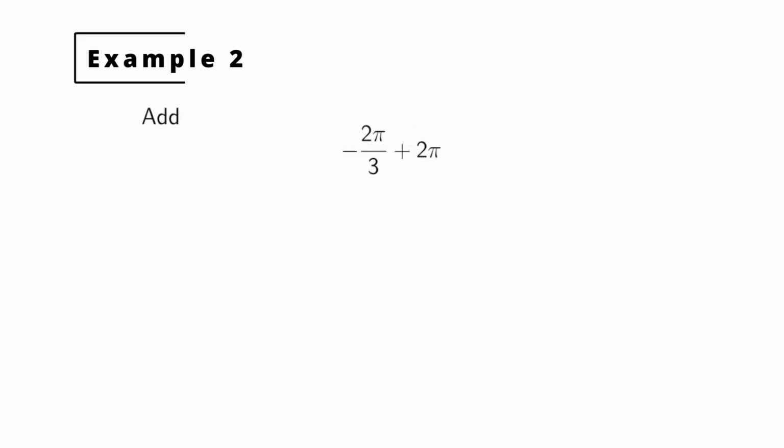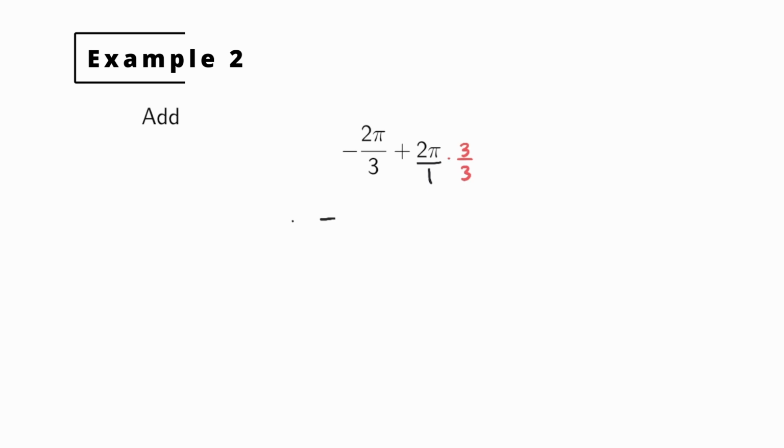Example 2, we want to add negative 2 pi over 3 plus 2 pi. Again, you're really just doing fraction addition here. So this second term is really 2 pi over 1. The least common denominator of these two fractions is 3, so we multiply the second fraction by 3 over 3. That makes it an equivalent fraction over the denominator of 3.